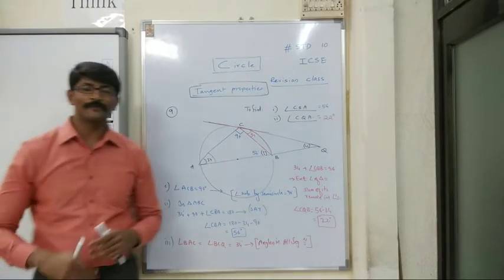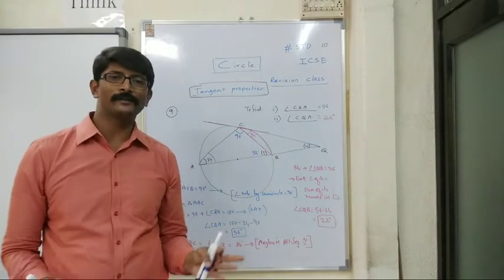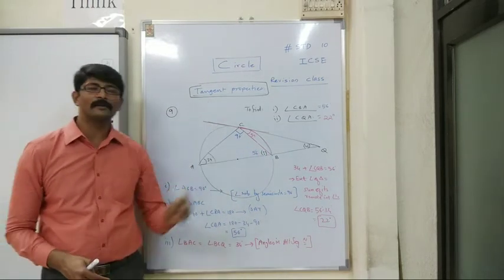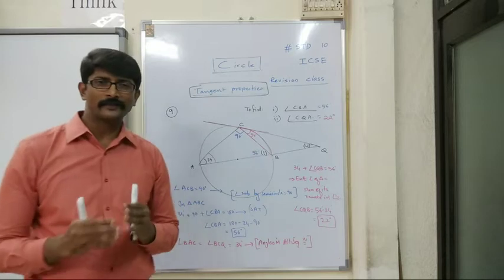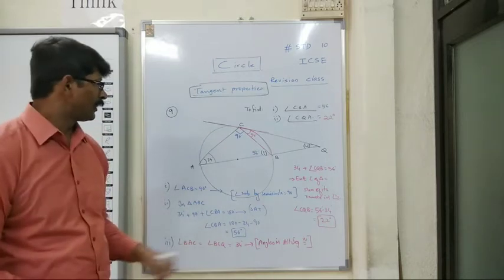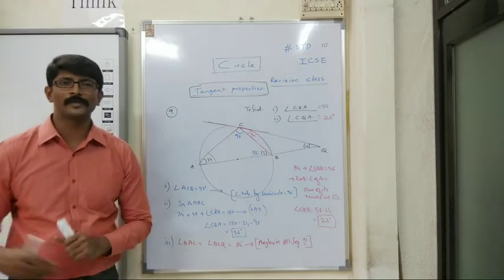This is how we have completed one very simple sum based on tangent properties, where angles in alternate segments are always equal or congruent. I hope you have understood, students. In case not, please put it in the comment.